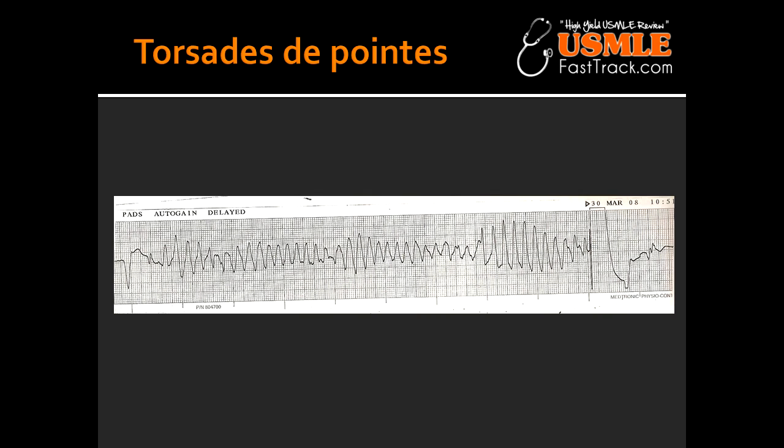What is one of the treatments for torsades de pointes? One of the treatments for torsades de pointes includes magnesium sulfate. What are some of the conditions that lead to congenital long QT syndrome? Congenital long QT syndrome is most often due to defects in the cardiac sodium or potassium channel.